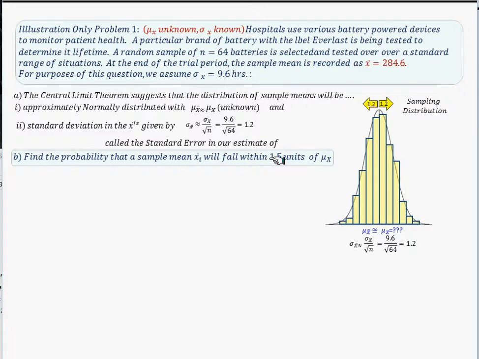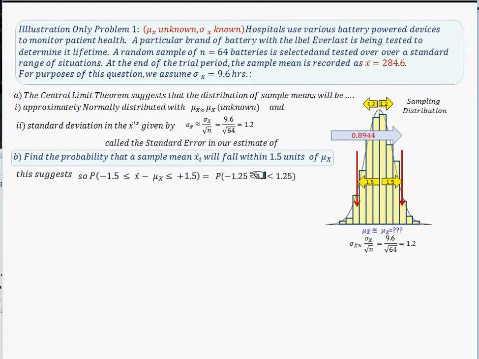Now we want to find the probability of falling within 1.5. You see it on the screen there. And what we're saying is this 1.5, we have to measure relative to this standard error up here, 1.2. So we take 1.5, divide by 1.2, and we get plus or minus 1.25.